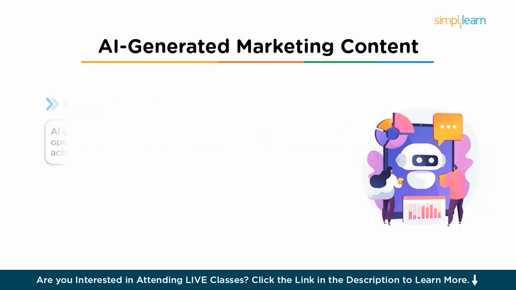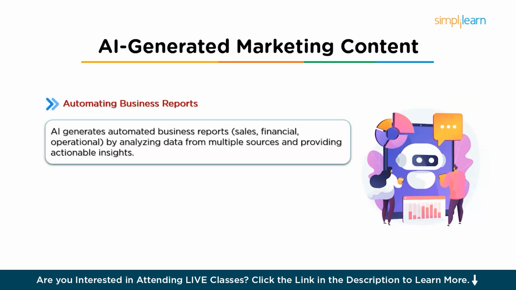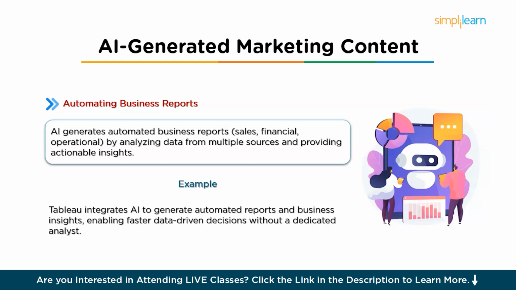Next, there is automating business reports. So AI is widely used for generating automated business reports, including sales, financial, and operational reports. AI models can pull data from various sources, analyze it, and create comprehensive reports with actionable insights. So for example, Tableau, which is a data visualization company, integrates AI with its platform to generate automated reports and business intelligence insights. So this allows businesses to make data-driven decisions more quickly without needing a dedicated data analyst.